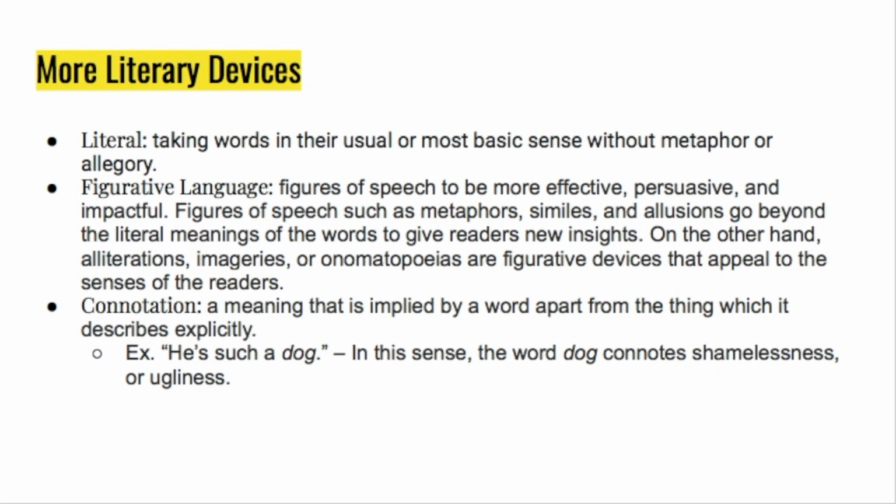Anywho, we also have connotation, and that means there's an implied meaning apart from what is said explicitly. So, he is such a dog. Dog is figurative language for shameless or ugly. A funny example I like is Netflix and chill. For your generation, that means something probably inappropriate, since none of you are allowed to date until you're at least 25. But when I say Netflix and chill, it means I'm going to binge watch Netflix with my knitting and tea or coffee. And so it literally means to relax.